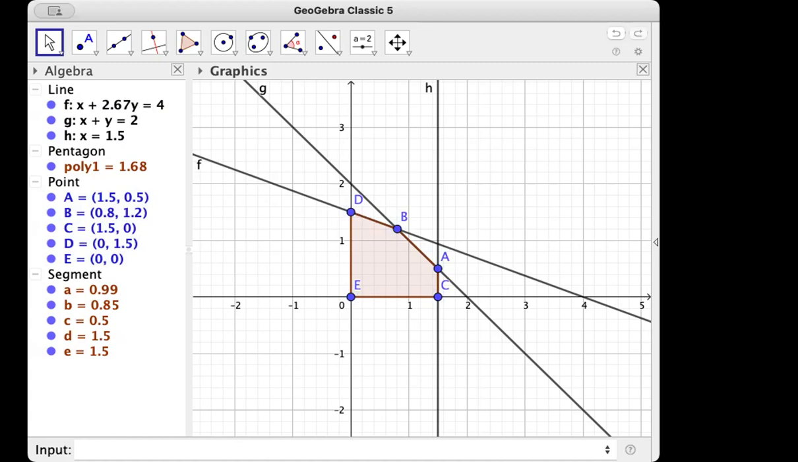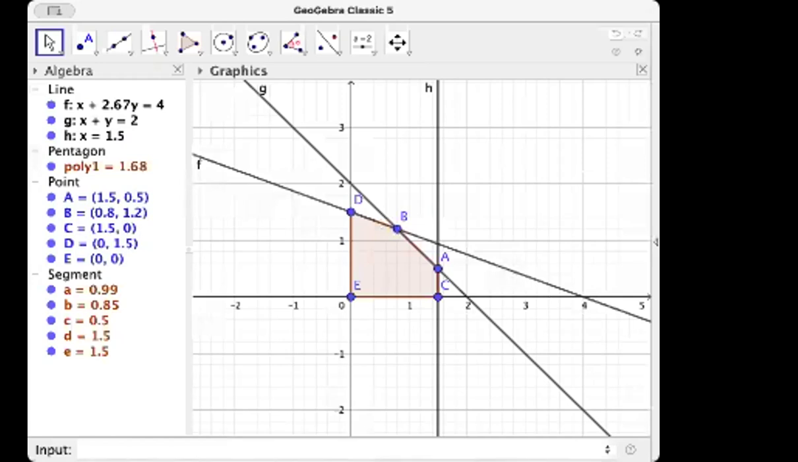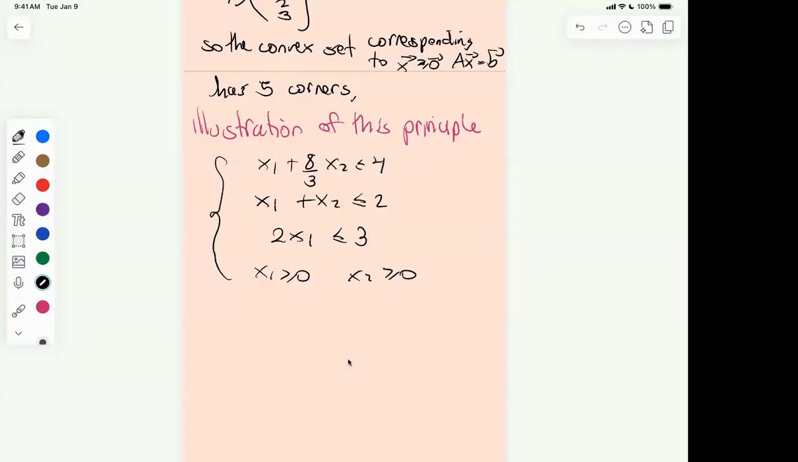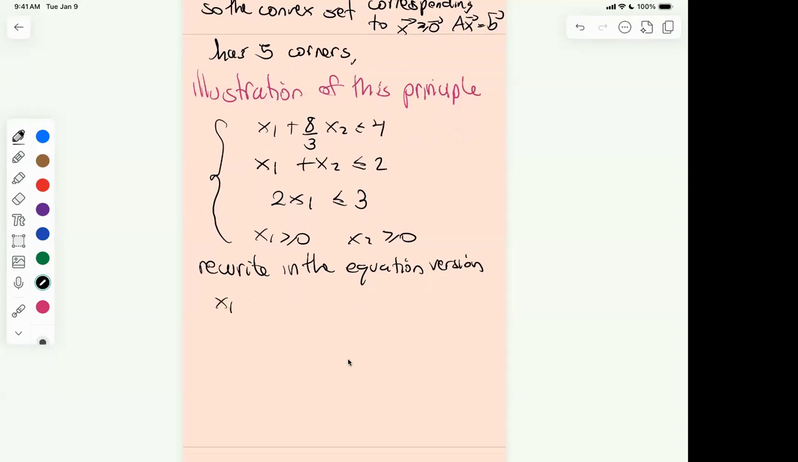Just to go back, if you rewrite this into the standard equation format, what does that mean? It meant that you had to add a slack variable for each inequality. So you would get x1 plus 8/3 x2 plus x3 equals 4. And then x1 plus x2 plus x4 equals 2. And then 2x1 plus x5 equals 3.